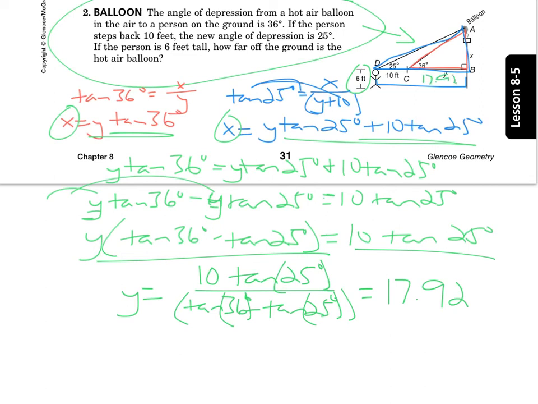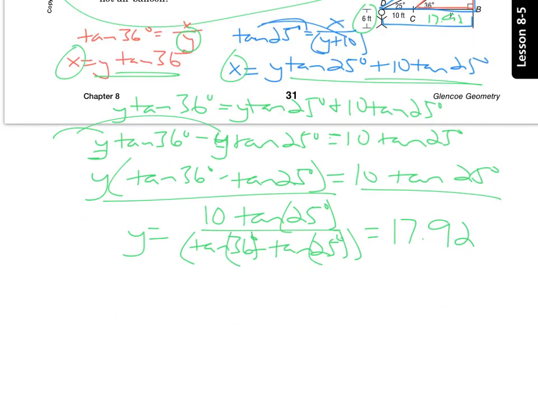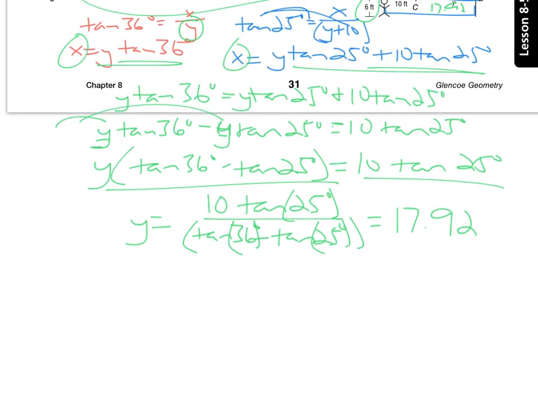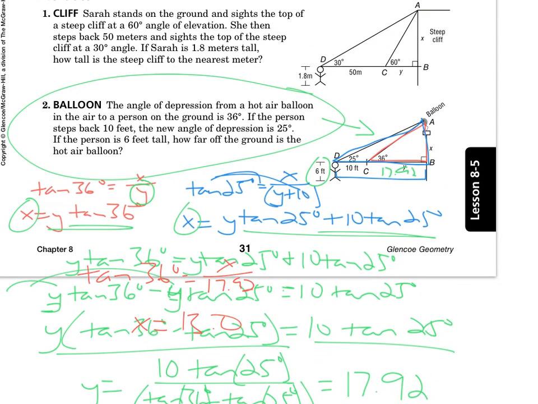Remember, I want to find x and then add 6 to it. So I need to go back to this red equation. Now I know that this number right here, that y, is 17.92, so it gives me a simpler equation to work with. So I just have tangent of 36 equals x over 17.92. Multiply the 17.92 over, and I'm going to get x equals 13.0. Okay? So since x equals 13.0, let's go back up to this diagram.